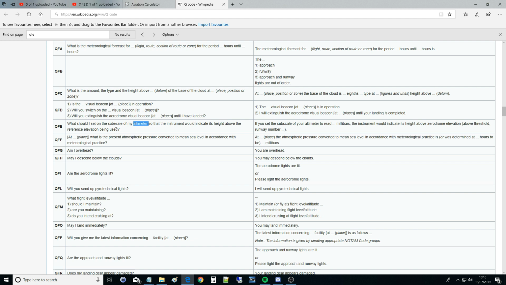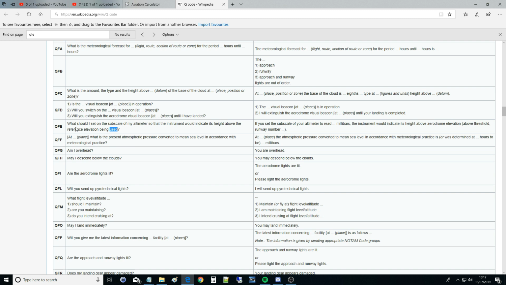Next word is subscale. How do I set on the subscale of my altimeter? And what this is telling us is that we have a way of adjusting our altimeter, which remember is just a pressure gauge. And that is we can re-zero it, is a way I like to think about it. So all barometric altimeters, however modern they are, will one way or another have a knob or an ability to tune where they have their zero point set to. And that's key to what we're looking at today in QNH and QFE. So that the instrument, the altimeter, would indicate its height above the reference elevation being used.